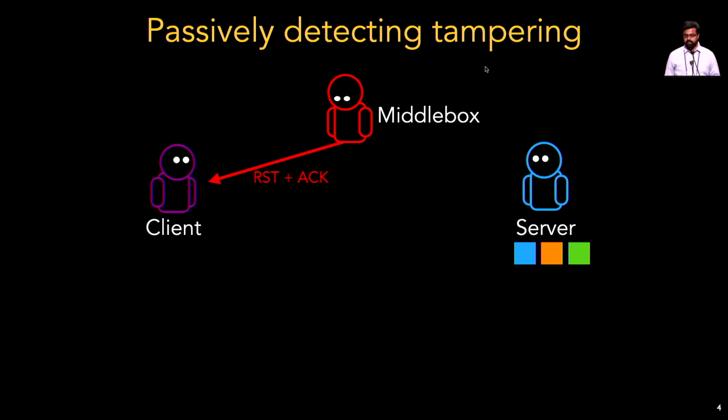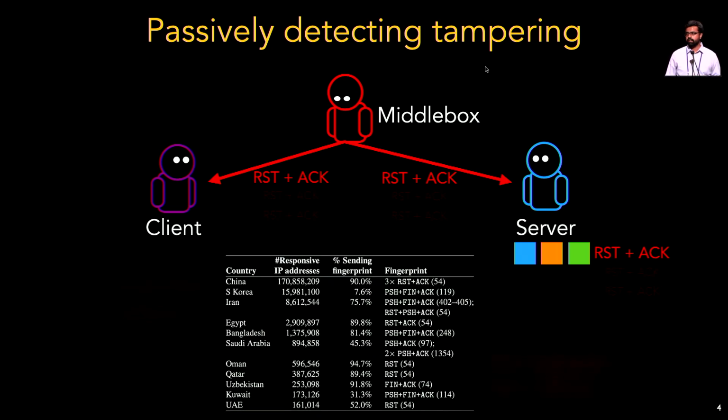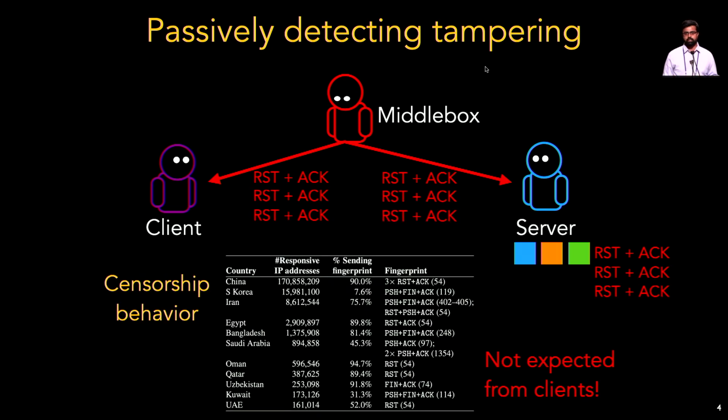So we worked on the insight that these tampering signals that middle boxes would send are not only visible to the clients, but also frequently visible to the servers. And it really works to our favor that the tampering behavior of middle boxes, especially those deployed in censorship deployments that have been studied in previous work, send tampering signals or packets that a typical client application would not send.